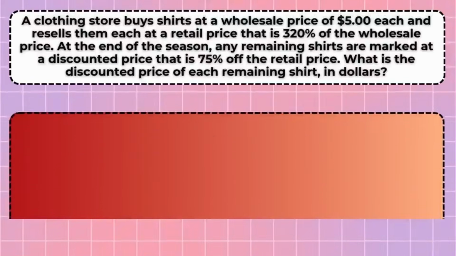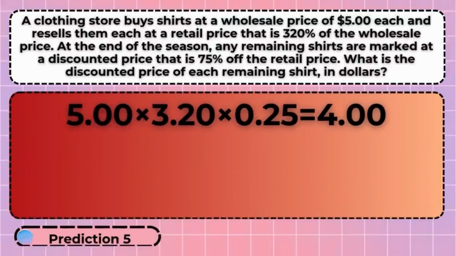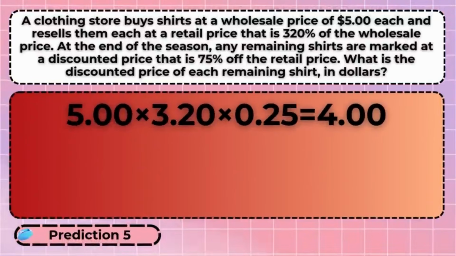And if you wanted to do this all in one step, you could have done 5 multiplied by 3.2 multiplied by 0.25, and you would get 4. But since these percentages can be tricky, I highly recommend you break it down.